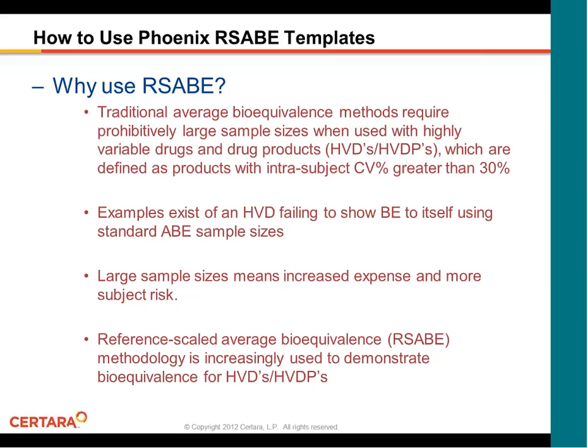for highly variable drugs. We also know that there are some examples where highly variable drugs fail to show bioequivalence to itself when doing a standard average bioequivalence and using the standard sample sizes, which usually range around 24 subjects. Large sample sizes also mean increased expense and more subject risk. So reference scaled average bioequivalence methodology is increasingly used to demonstrate bioequivalence with highly variable drugs and highly variable drug products.